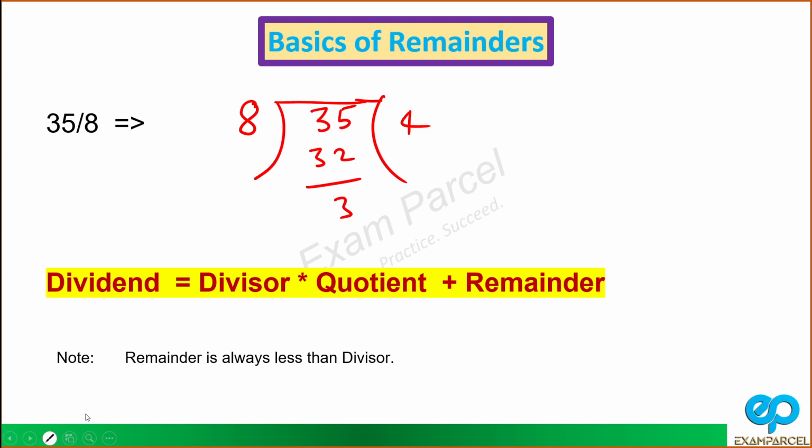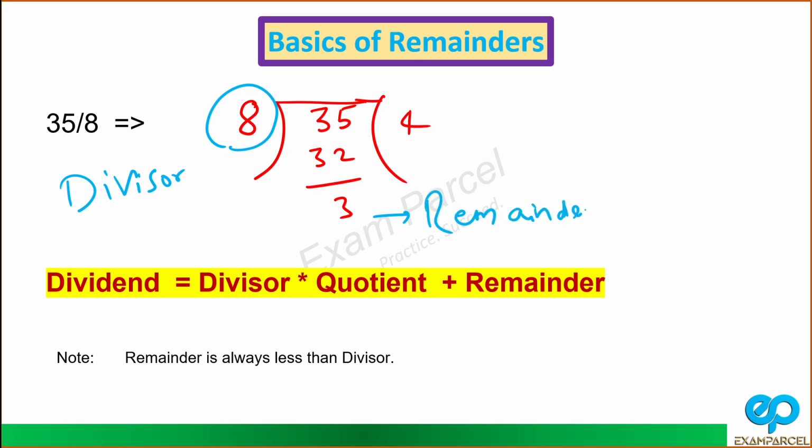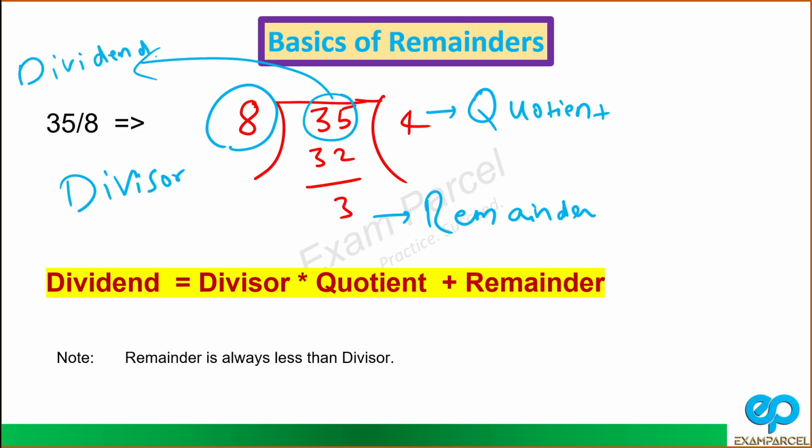Now here I will use a few terms. So this is known as divisor. This is known as remainder. This is known as quotient. And this is known as dividend. Right? So dividend, divisor, quotient, remainder. So these are the 4 terms that we frequently use in remainders.